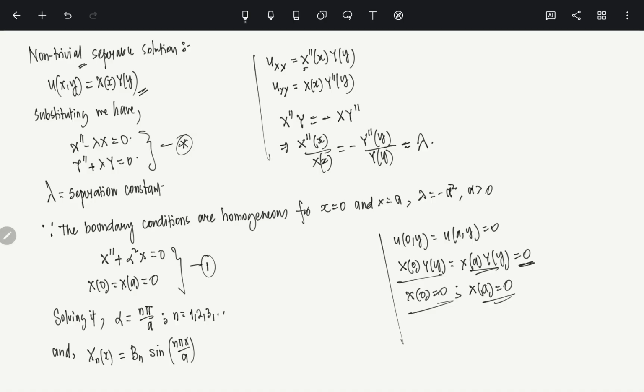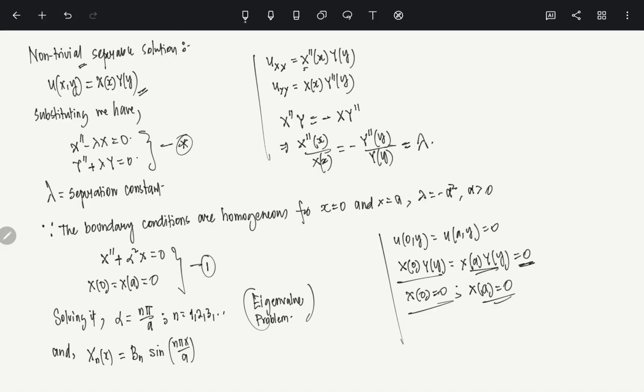Clear? Again I am not solving this because this is an eigenvalue problem. We already know how to do this. Please do this and check. So you have this alpha, you have this X_n of x. Now what happens is this.